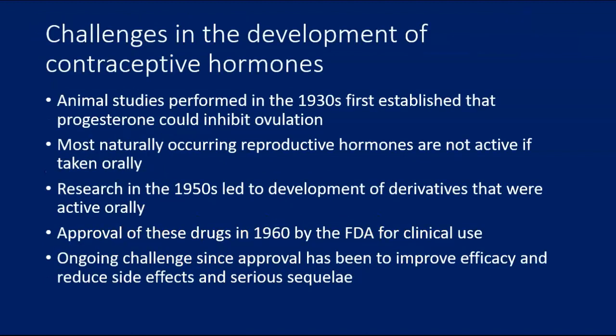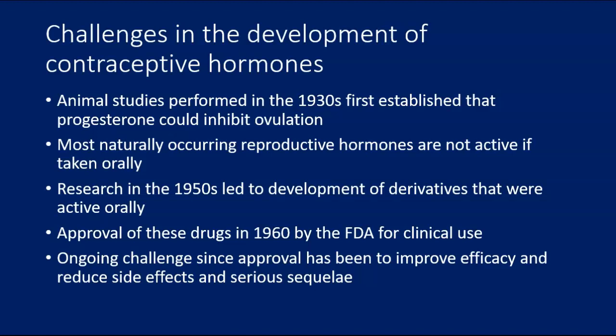The challenges are as follows. Certainly in the 1930s it was first established through animal studies that it looked like progesterone could inhibit ovulation. However, it was also noted that most naturally occurring reproductive hormones were not active if taken orally, which obviously would limit their use in patients because there would not be an easy mode of delivery.